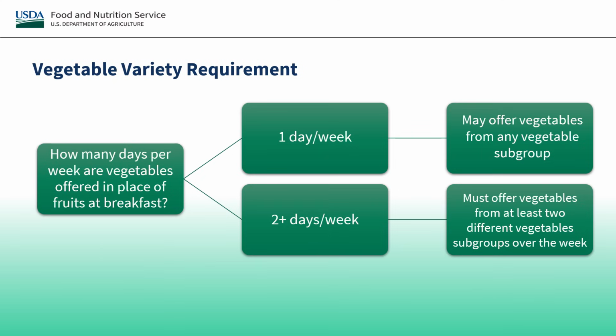Menu planners have the flexibility to decide when and how to offer a variety of vegetable subgroups at breakfast when substituting vegetables for fruit 2 or more days per week. Vegetable subgroups may be offered on any day of the week and may be repeated as long as 2 different vegetable subgroups are offered over the course of the week.